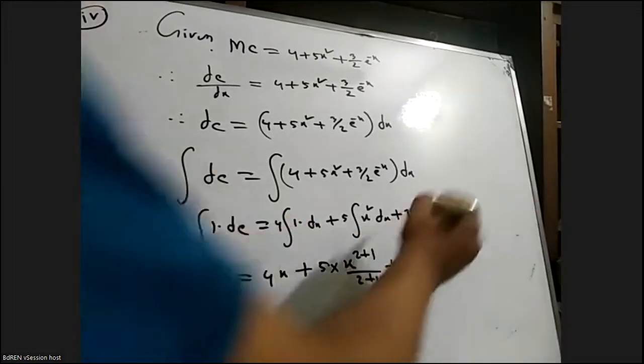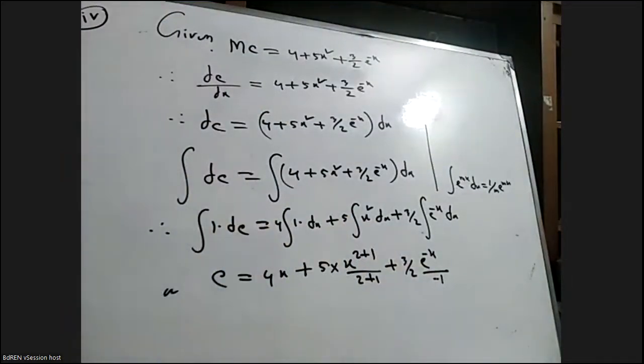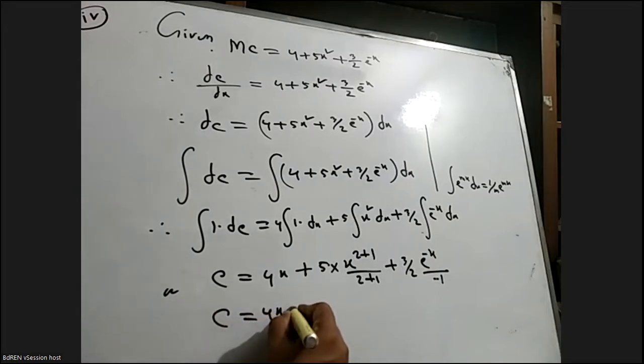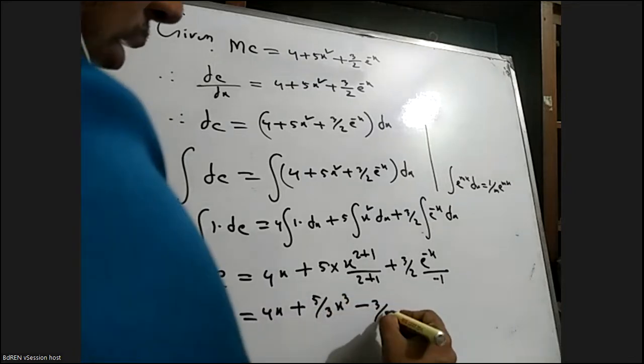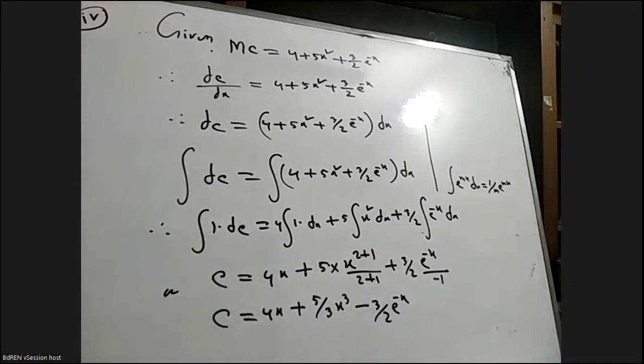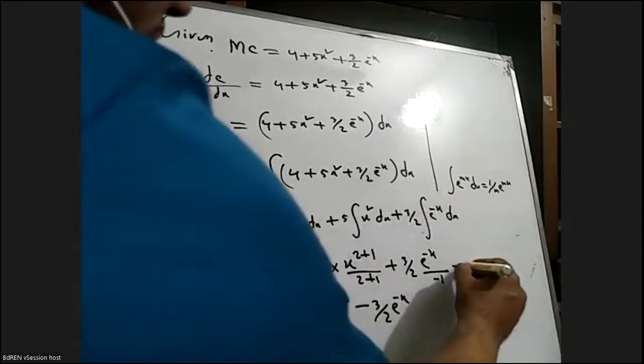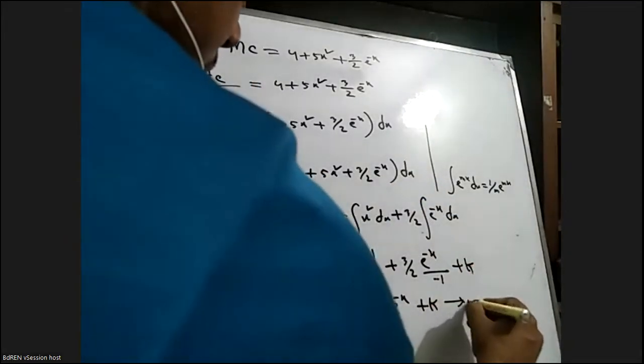Using the same formula, the integration of e to the power mx is 1 by m e to the power mx. Here m is minus 1. So the total cost is given by 4x plus 5 by 3 x cube minus 3 by 2 e to the power minus x. Actually, this is the total cost, and we have to add an integral constant. This is equation number 1.